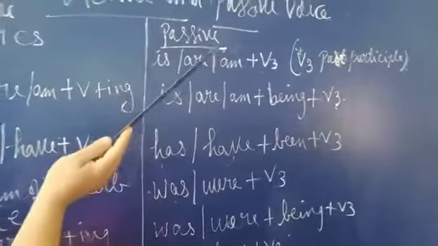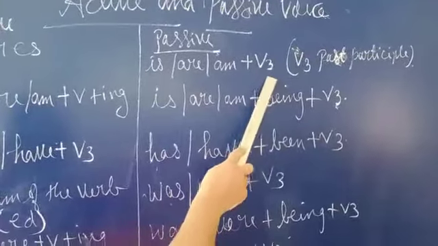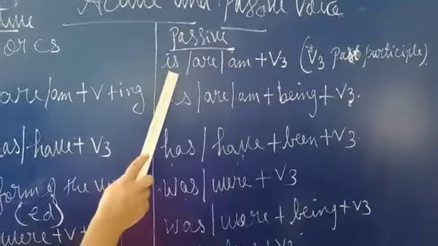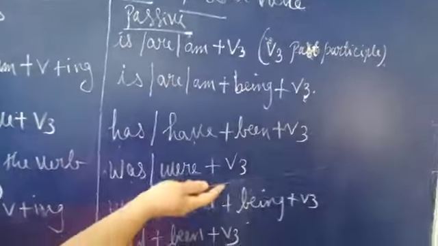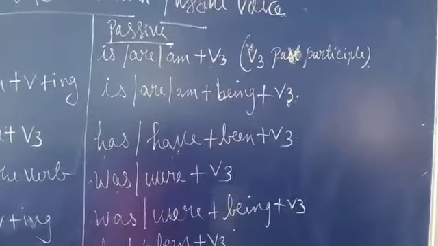So what was the verb we had? Writes. That will become the past participle, written. So a letter is written. By him you can write, otherwise you can write as it is, a letter is written.